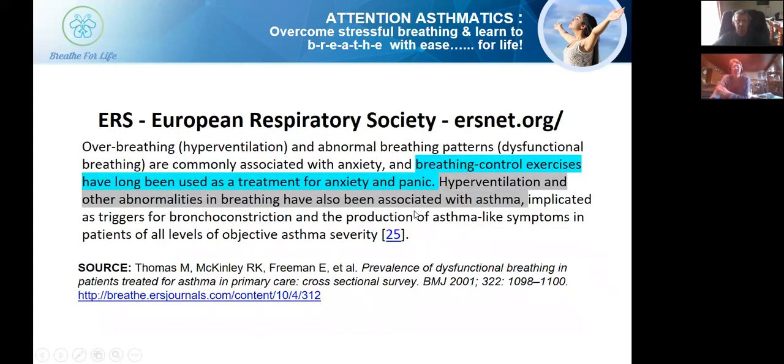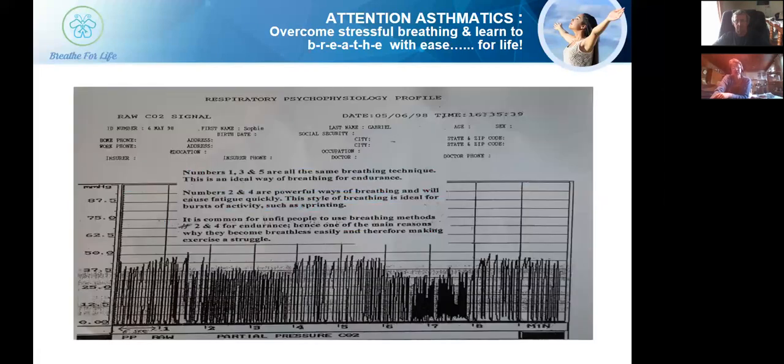And the European Respiratory Society has said that breathing control exercises have been used as a treatment for anxiety and panic. They also say that hyperventilation has been associated with asthma. So people who have asthma tend to hyperventilate a lot. It's become a habit.